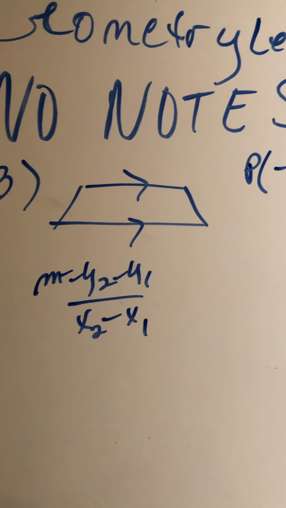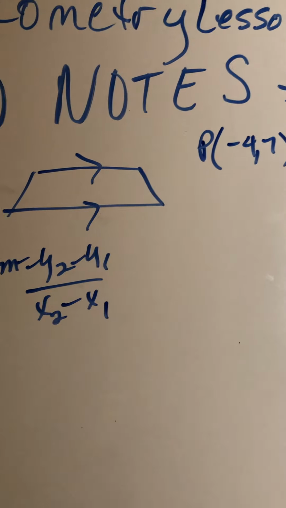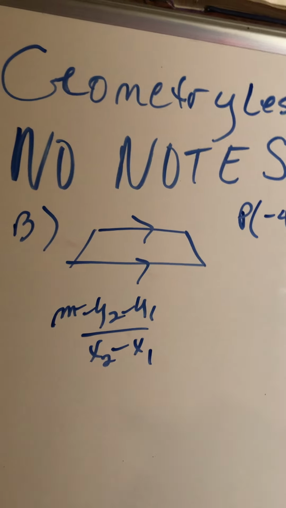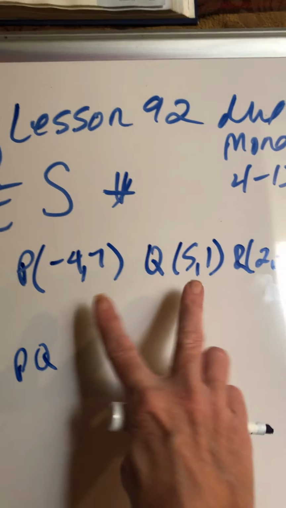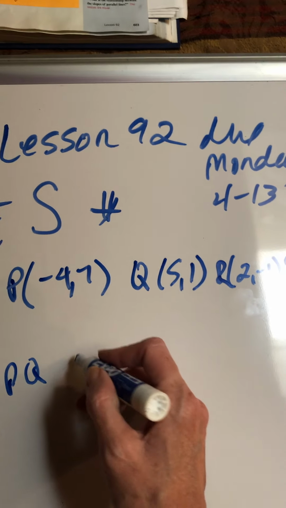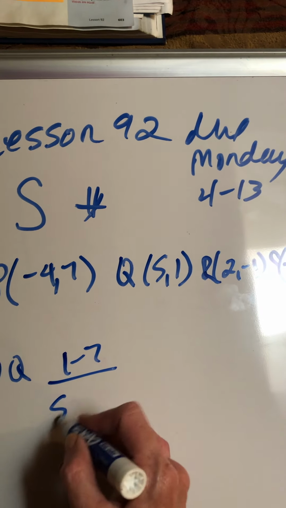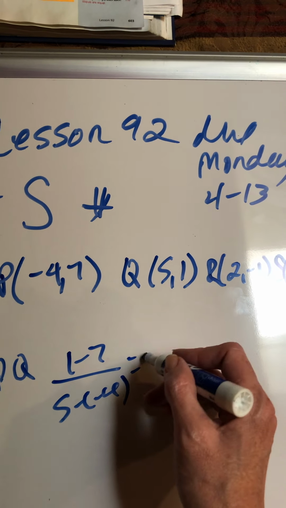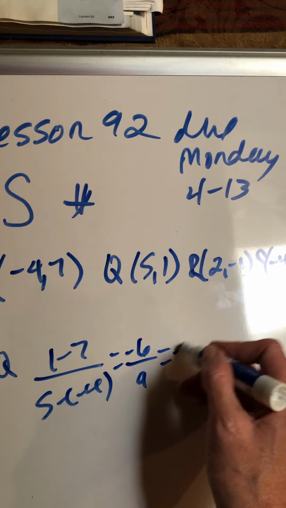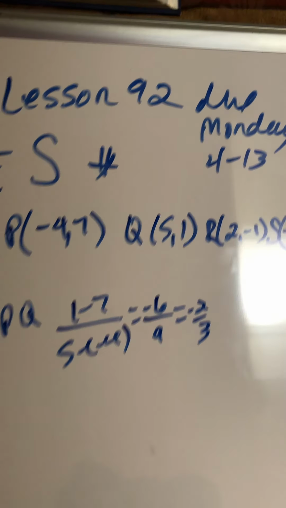Y2 minus Y1 over X2 minus X1. So again, we're going to use slope. So I'm going to find the slope of PQ. Slope of PQ: 1 minus 7 over 5 minus -4. 1 minus 7, 5 minus -4, -6 over 9, which is -2/3.